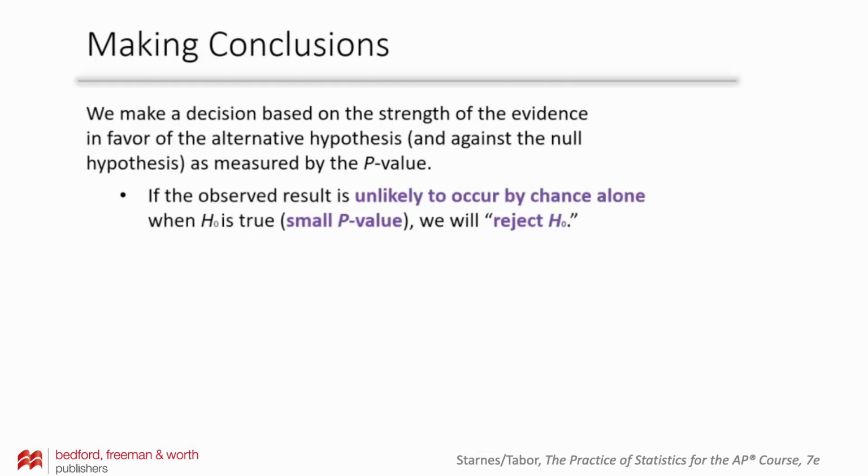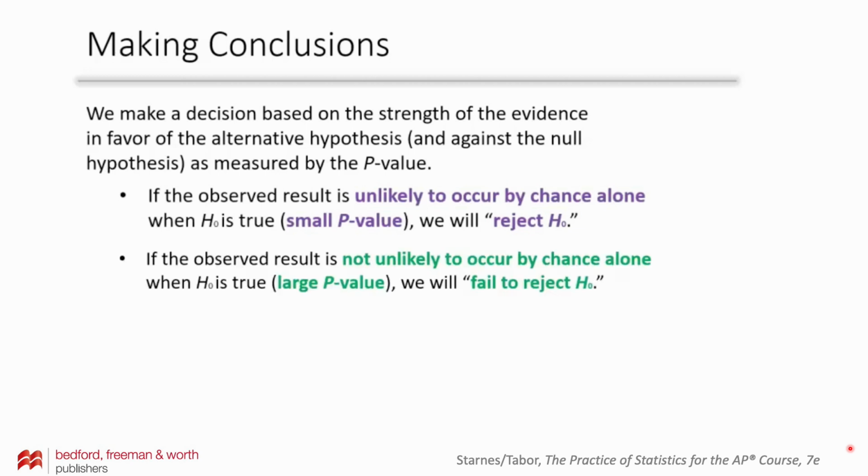So how are we going to make a conclusion? When making a decision based on the strength of the evidence in favor of the alternative hypothesis and against the null hypothesis, as measured by the p-value: if the observed result is unlikely to occur by chance alone when the null is true, meaning a small p-value, we reject the null. To remember it a little easier, remember the phrase, if the p-value is small, reject the null. So again, the p-value is small, we reject the null. I know it doesn't rhyme, but it's going to stick. And how small, we'll talk about that in a bit.